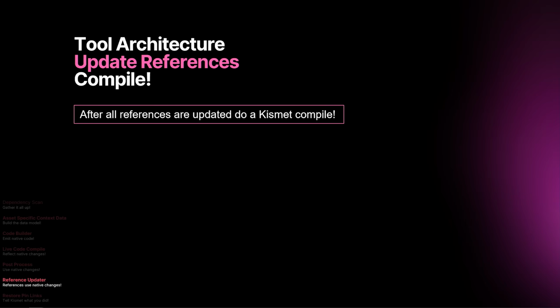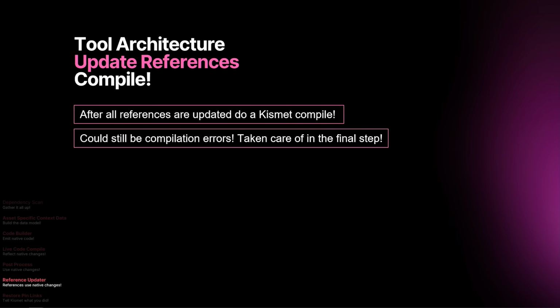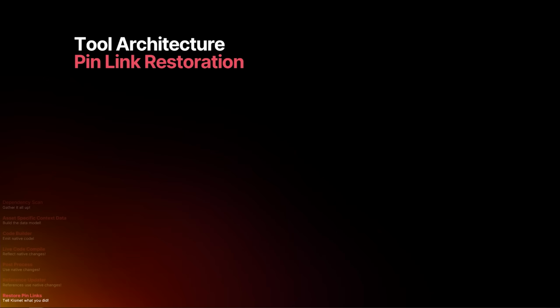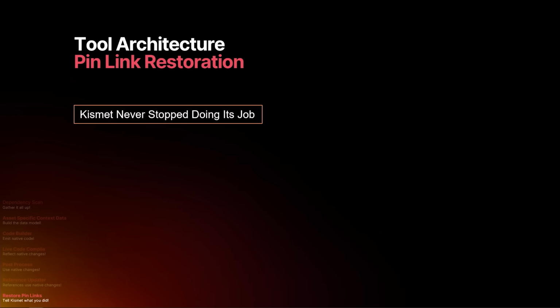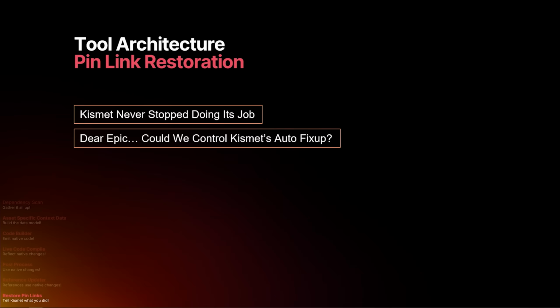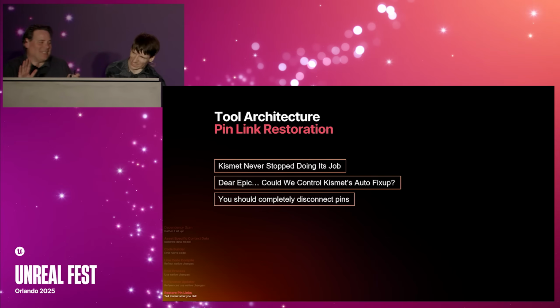It's go time. All references are updated. Now it's time to do a Kismet compile, right? You will see some compilation errors here in Blueprint, but that's what this next step and the final step is all about fixing up. So for this one, the conversion tool did a lot behind Kismet's back. Kismet removed pins. It kept orphan pins. It maintained the valid connections. Not great. I get it. It's just trying to help. I know. But Epic, can we please have an option to turn this off?